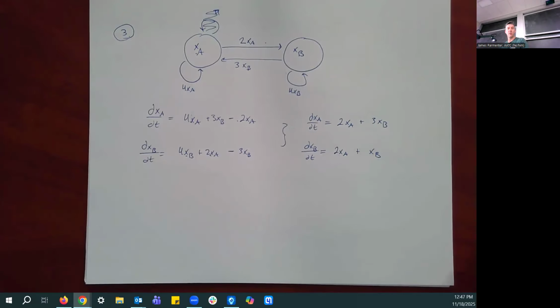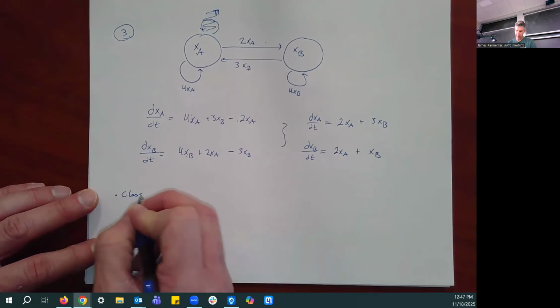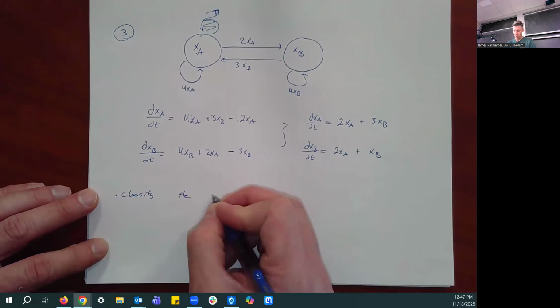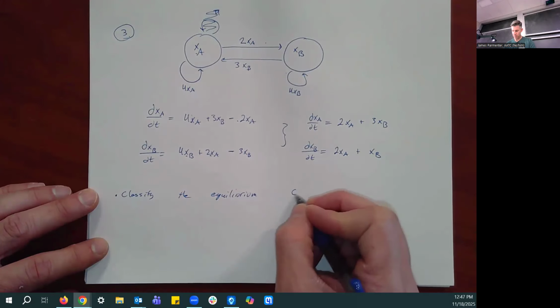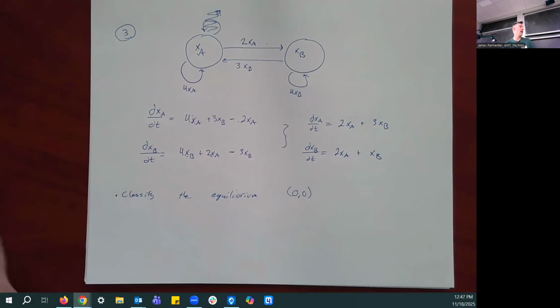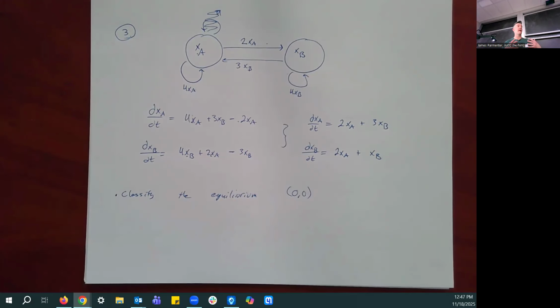But if we were to classify the equilibrium 0, 0, well, again, this should be the question you're happiest to see. In my opinion, classify the equilibrium is like, cool, I know what to do. Find the eigenvalues and then say the right thing based on the eigenvalues. So do it.